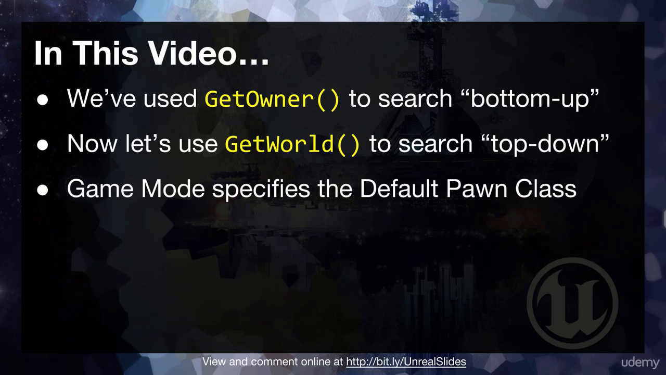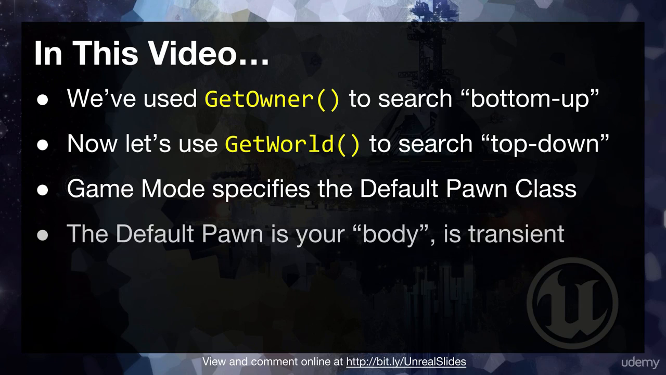We're going to see that the game mode specifies the default pawn class. Why does this thing called default pawn even appear when we start? That's specified in the game mode. We're not going to play with that particularly. But you do need to know that the default pawn is your body, basically. We're using a default pawn as the body, and it's transient. The body might disappear while the game's playing.